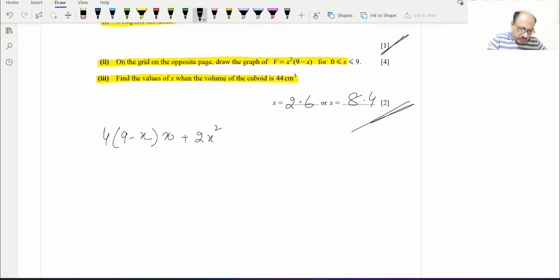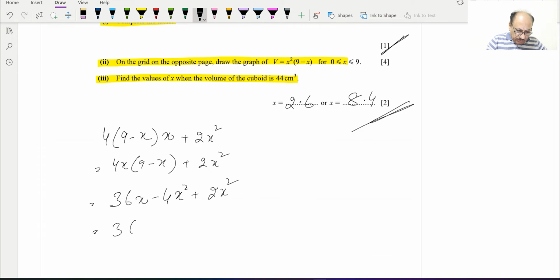simplify the expression. So it will be 4x into 9 minus x plus 2x square, and further we can open the bracket. So 4 into 9 will be 36x minus 4x square plus 2x square. So we can rewrite it as 36x, adding the like terms, so minus 2x square, and this will be the final term.